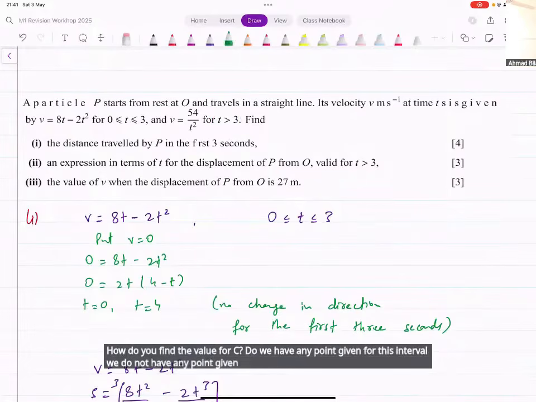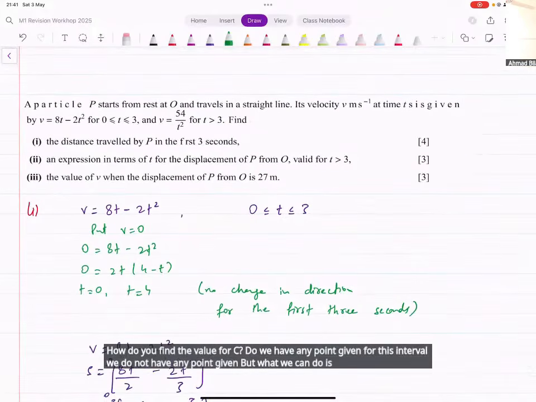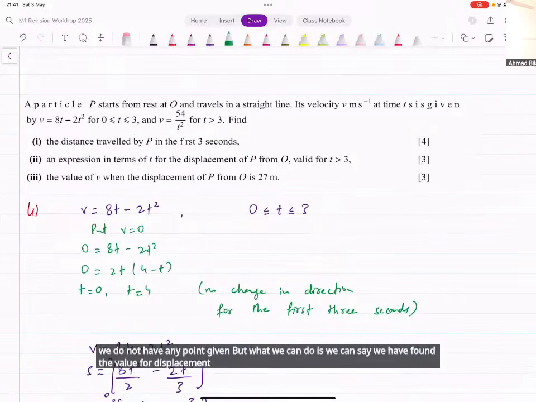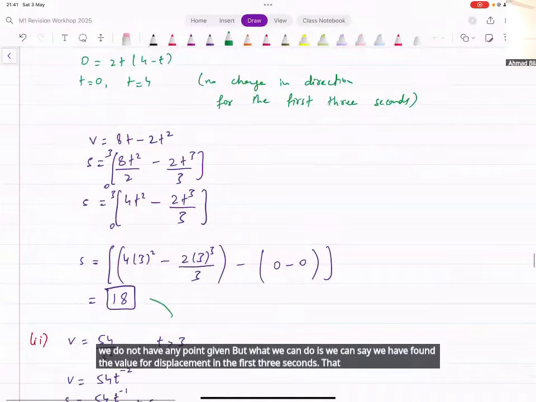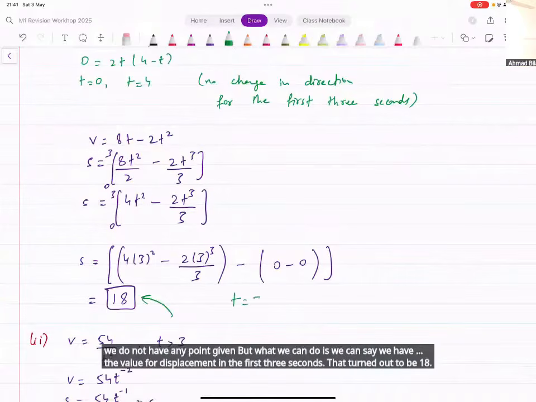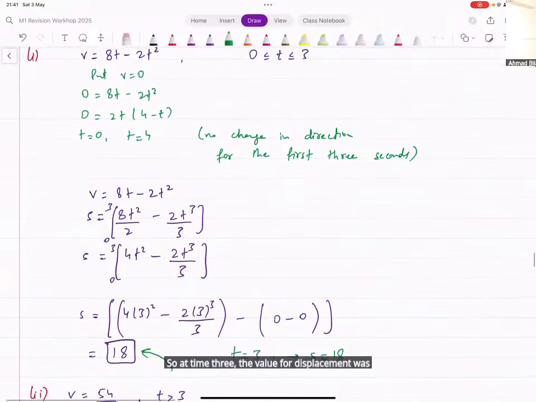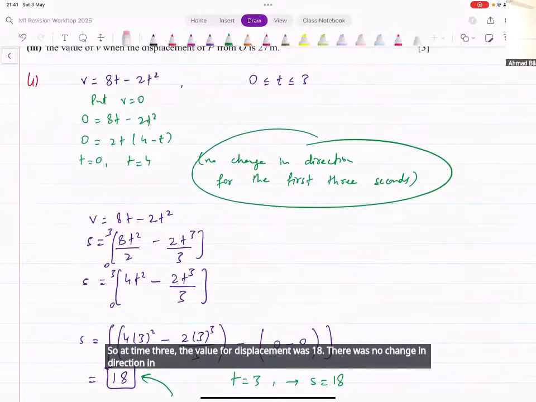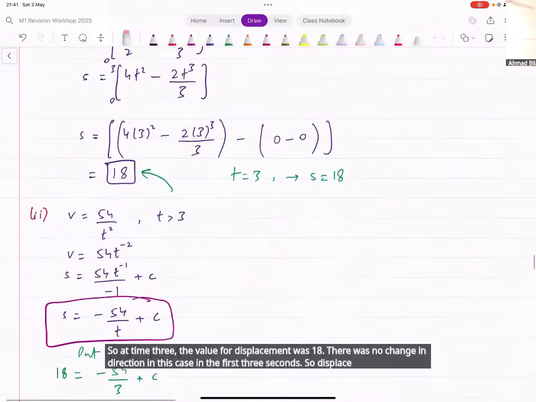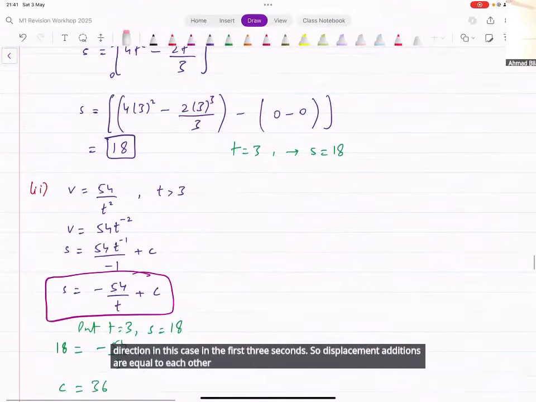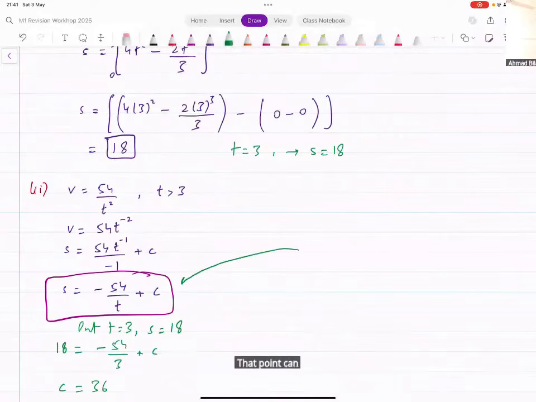But what we can do is, we can say, we have found the value for displacement in the first 3 seconds. That turned out to be 18. So at time 3, the value for displacement was 18. There was no change in direction in this case in the first 3 seconds. So displacement and distance are equal to each other. At time equal to 3, displacement was 18. That point can be used here as well to find the value for c.